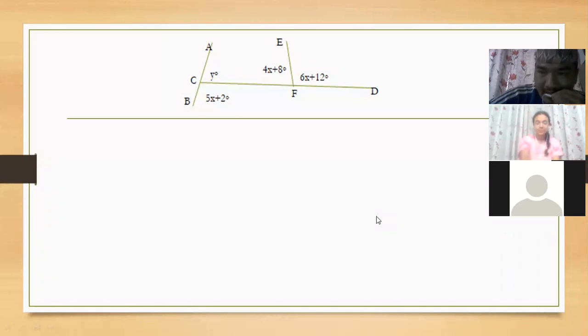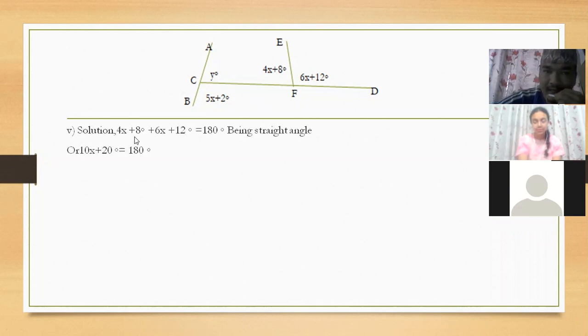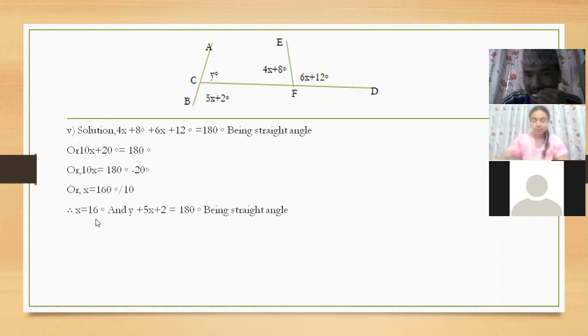And here we have to start from it. Add them, and you will get the value of x like this. The x value came 16 degrees. Are you clear, children? This step. Okay, now I am going to show you the next.